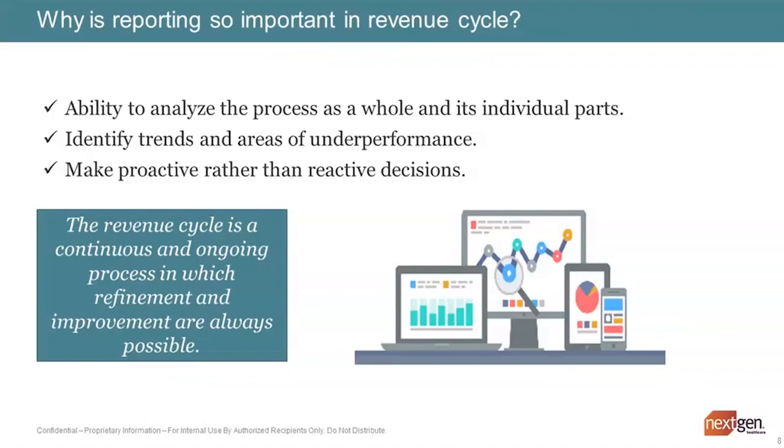And then it allows you to be more proactive than to be reactive. So if you see the trending in underperformance, then you can start having proactive decisions rather than reactive. Revenue cycle I have there is a continuous and ongoing process in which refinement and improvement are always possible. So reporting, reporting, reporting.